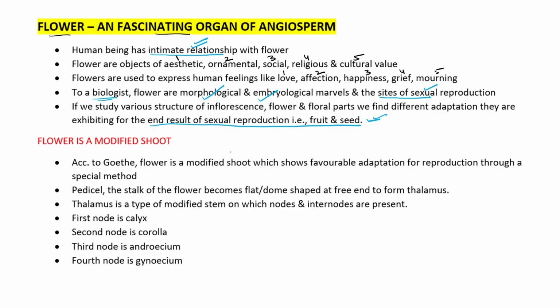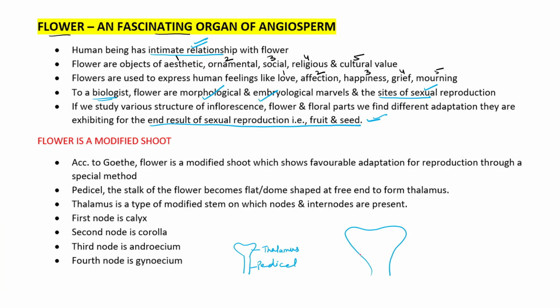The stalk of the flower is known as pedicel. To see the diagram, this is the stalk of the flower known as pedicel. The free end of the pedicel becomes swollen to form a flat structure or a slightly dome shape that is known as thalamus. Let us draw the thalamus once again. This is the thalamus and we find it is a modified shoot.